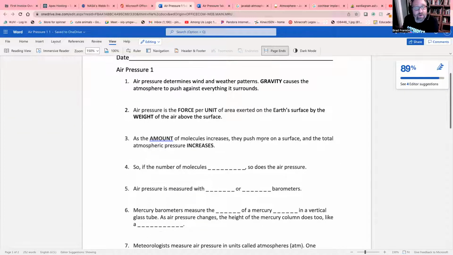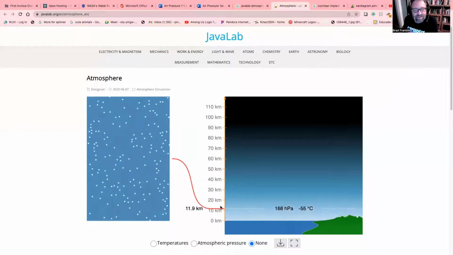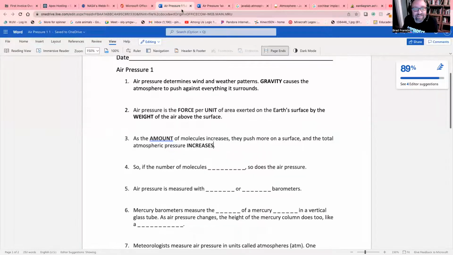Here we go. So if the number of molecules does this, what's the opposite of increase? That's right. Decrease. You got it. So if the number of molecules decreases, decrease, increase, crease. What is that? What a crease is? Like you have a pair of pants and you have that line down the front of the pair of pants where the fold is. They call that a crease.